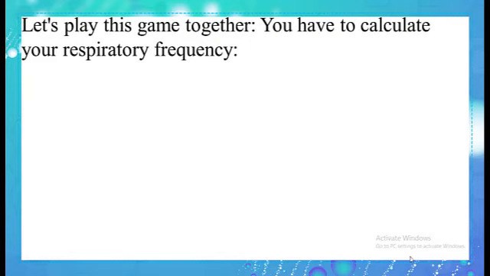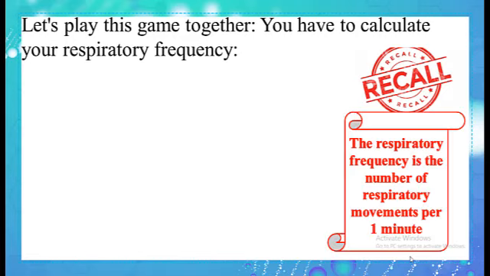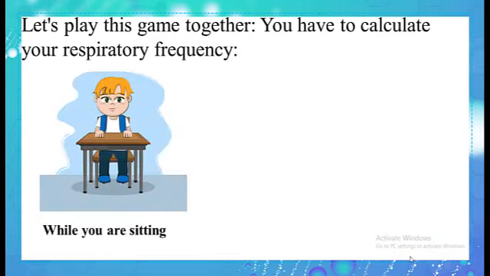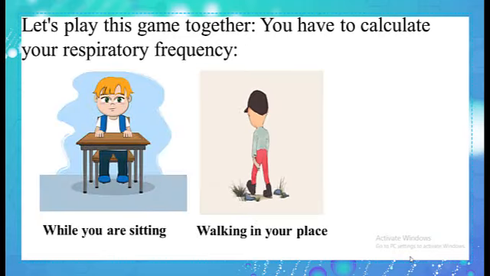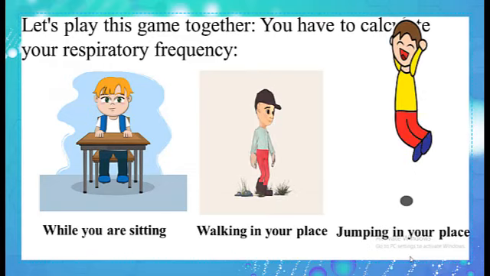We are going to do an experiment. We will calculate the respiratory frequency in each of the cases mentioned in the table of your worksheet booklet. First, reminder, respiratory frequency is the number of respiratory movements per minute. So now, count the number of respiratory movements, the number of inhalation and exhalation, in 1 minute in each case mentioned in the table of page 36. In the first case, while you are sitting, the second case, while you are walking, and in the third case, while you are jumping.